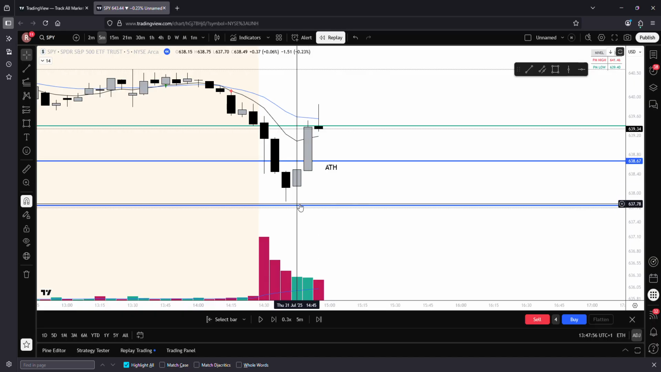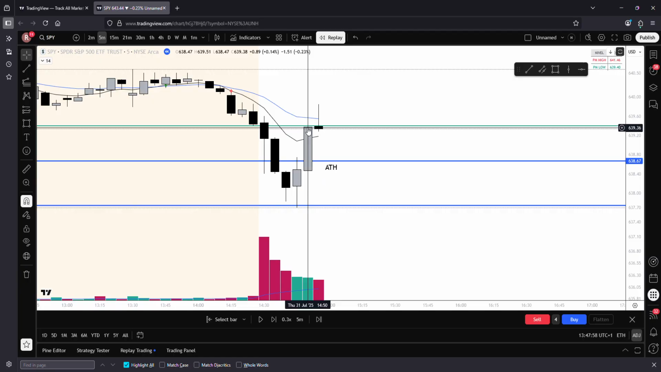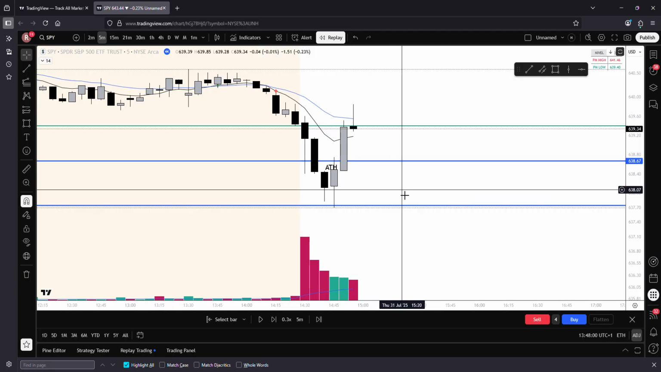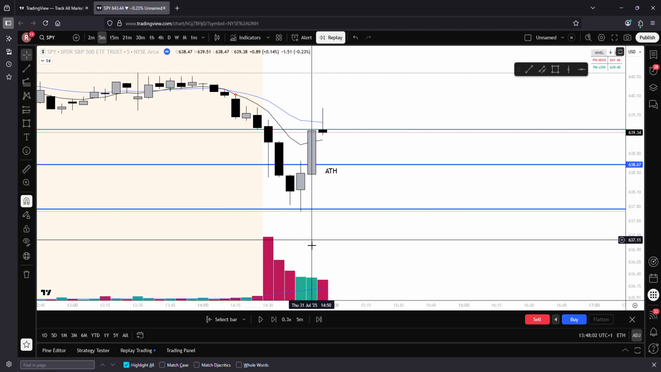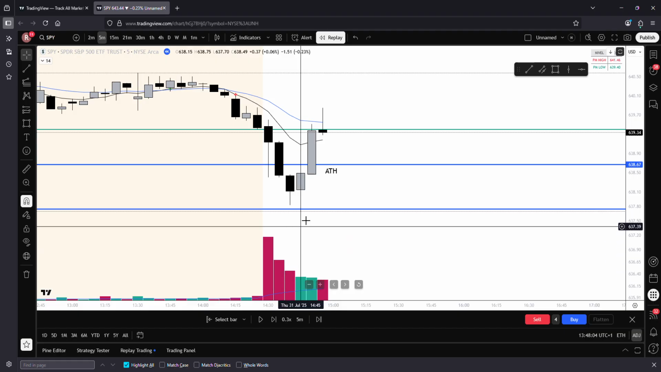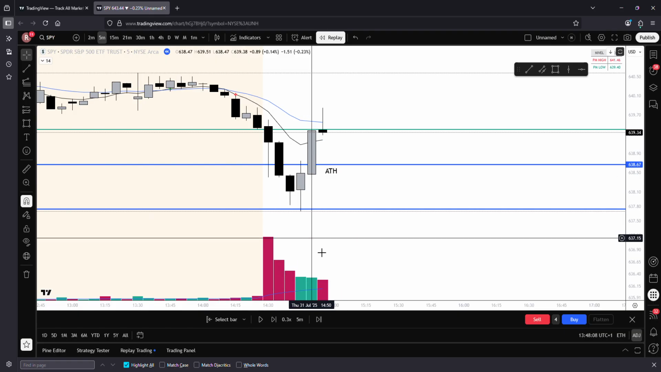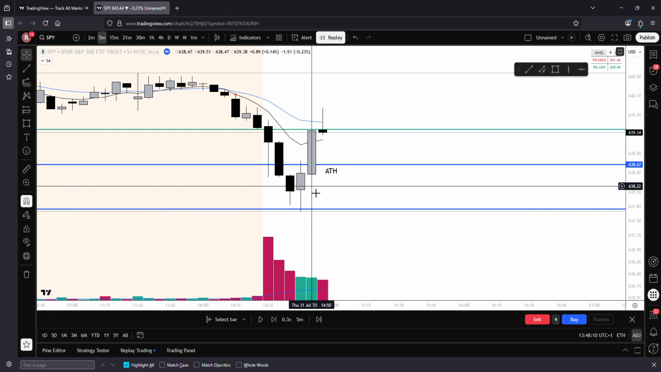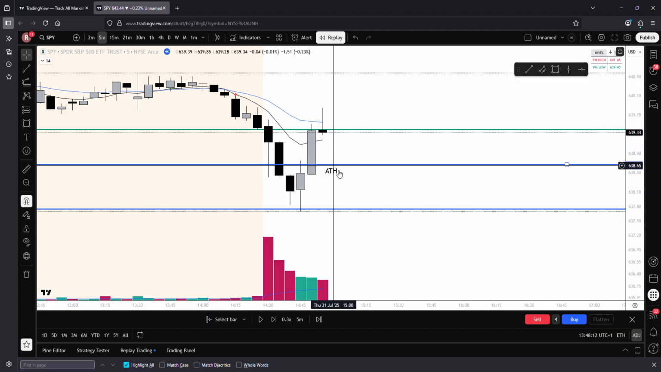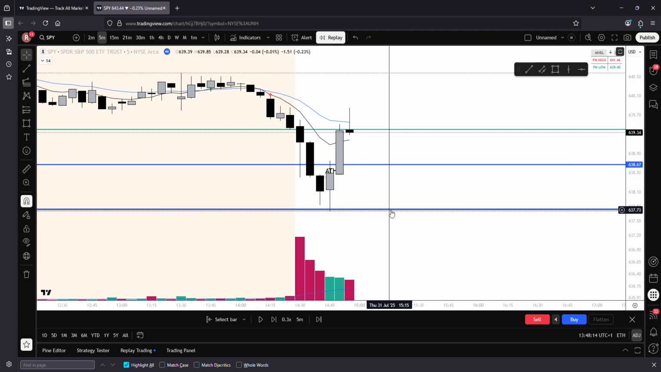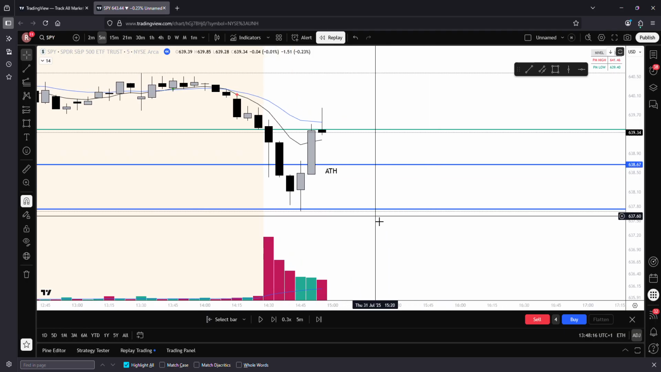caught a little bit of support here, pushed back up to pre-market lows. However, again, volume, candlestick analysis, not entirely sure this is a truthful move yet, so we would still be watching to see how the day develops.